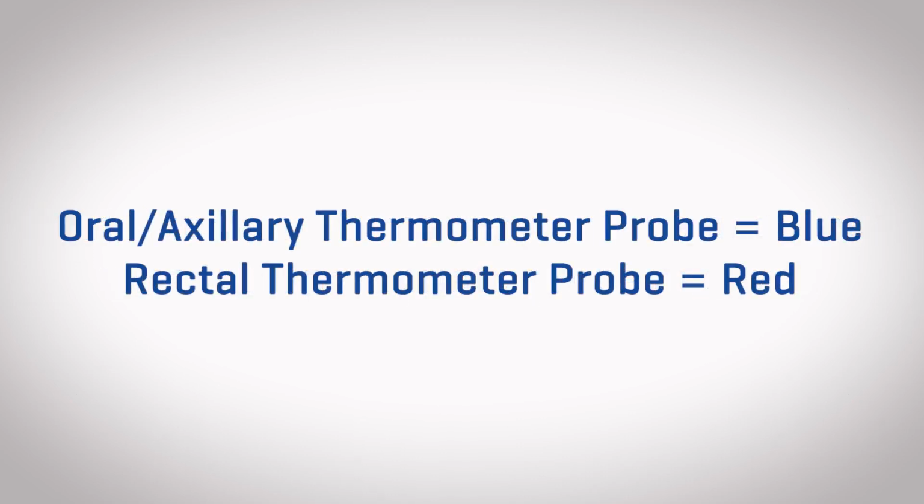To distinguish between oral and axillary thermometers, refer to the color. Blue is for oral and axillary measurement, red is for rectal.